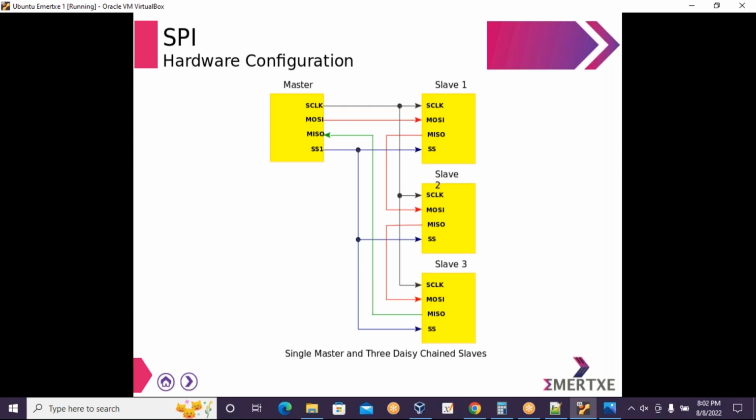Okay, so when peripherals are less, correct. So when more number of slaves are there, you might want multiple slave select lines, and the hardware complexity is going to increase. So in order to avoid the hardware complexity, you might have to go with the daisy chain configuration. So that is one disadvantage of the normal configuration.